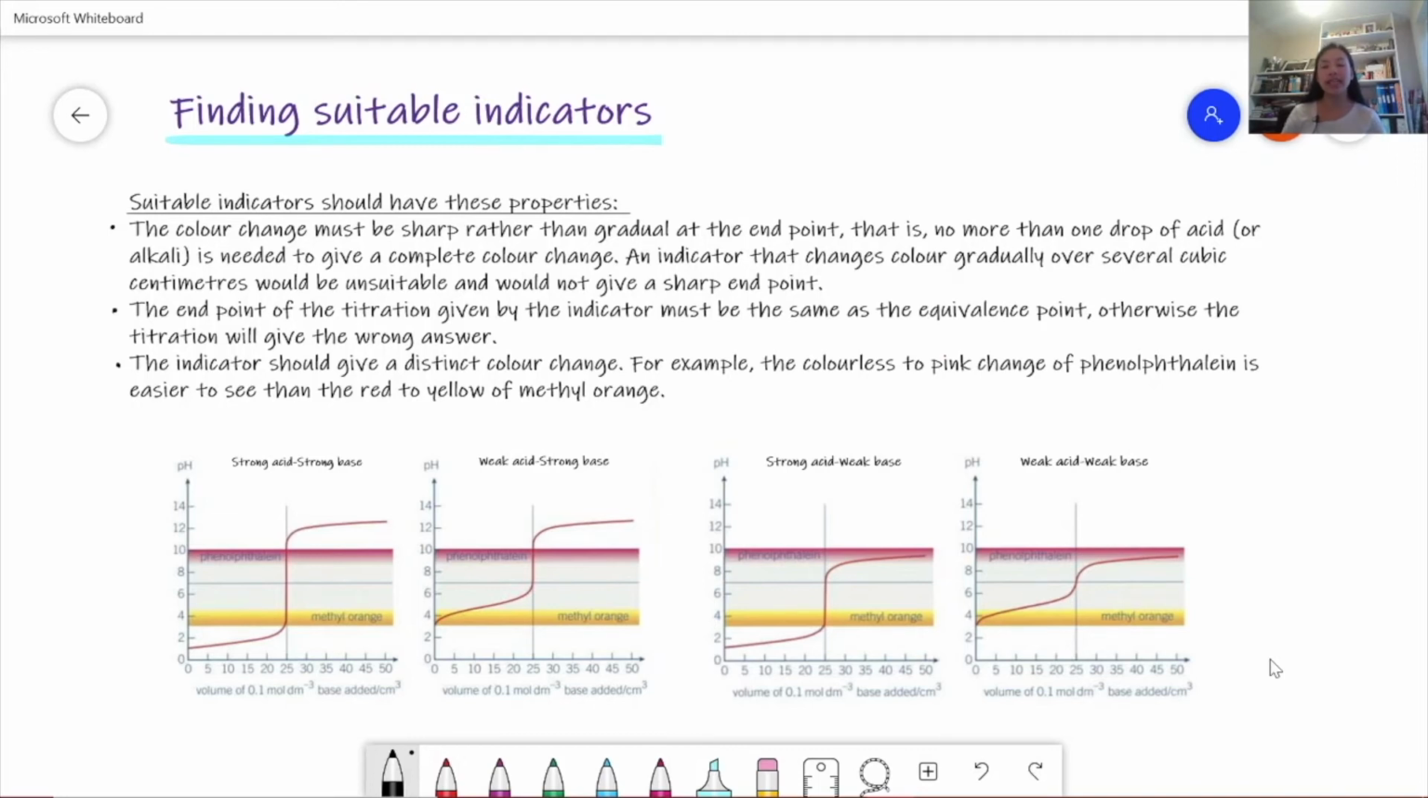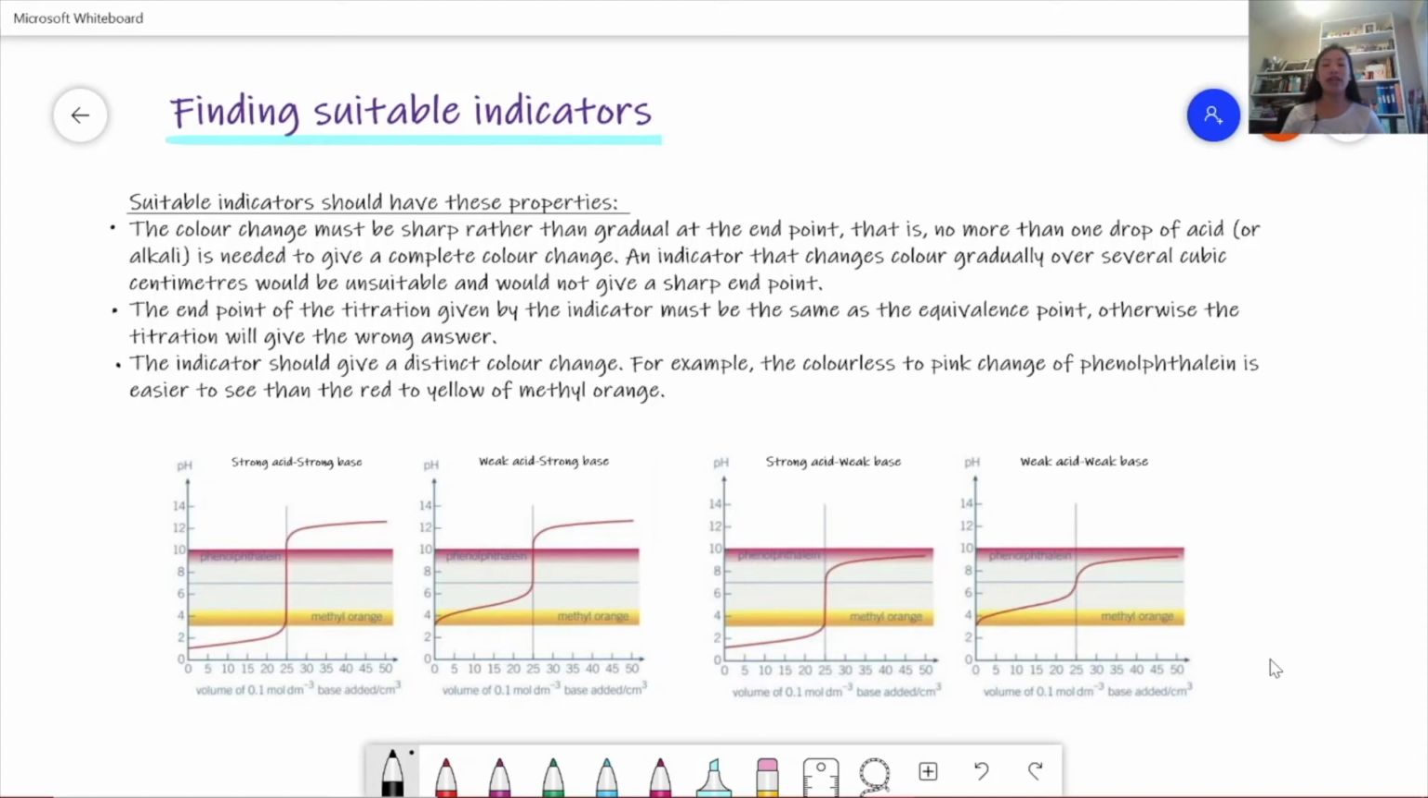So suitable indicators should have these 3 properties. The first is that the colour change must be sharp rather than gradual at the end point. So that is no more than 1 drop of acid or alkali is needed to give a complete colour change. And an indicator that changes colour gradually over several cubic centimetres would be unsuitable. And this is because it would not give a sharp endpoint.